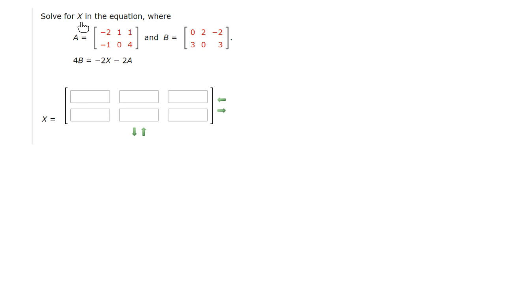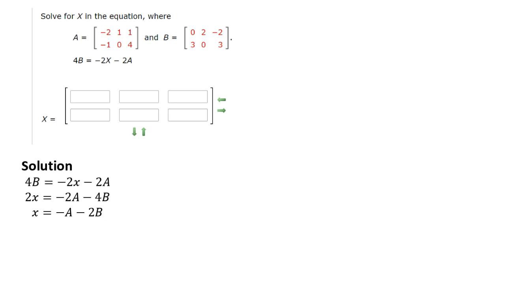Now in this one, they still want you to solve for X. So I encourage you to take this equation here and solve for X first before you insert any matrices in there. What I mean by that is, since I'm trying to solve for X, I'm going to move 2X to the left side, and I'm going to move 4B to the right side by subtracting 4B. And then for my X, you can divide by 2 here. So we get X is equal to -A, and then 4 divided by 2 is 2, minus 2B.